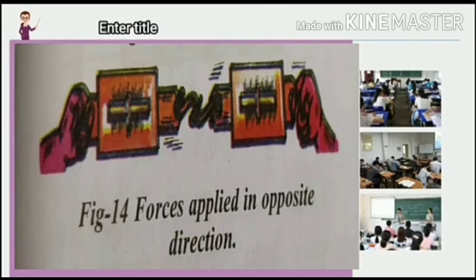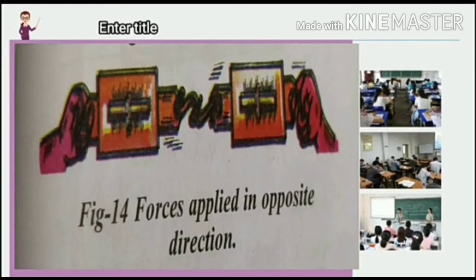Here I have taken two spring balances of equal calibrations and I have connected these two spring balances as shown in the figure. If I pull the spring balances in opposite directions as shown in the figure, what do you notice? Here you are able to see the readings on the two spring balances. It's very clear that the readings are equal.